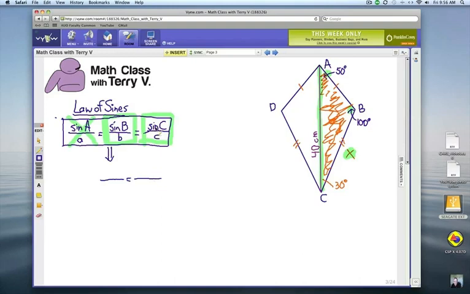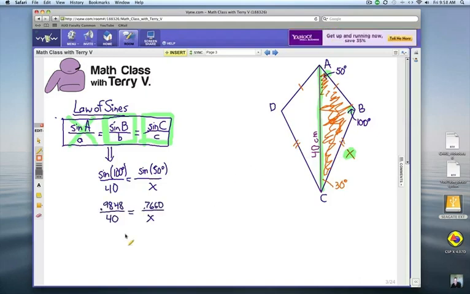So I know my letters don't quite match up, but I'm actually going to call this C here so I can just work with this ratio. So sine of B is the sine of my 100-degree angle. And the opposite side there is 40, given in the diagram. All right, and sine of the other angle I know, which is 50, is my unknown, the AB side, or excuse me, the BC side that we're going to call X for now. All right, let's work this out.